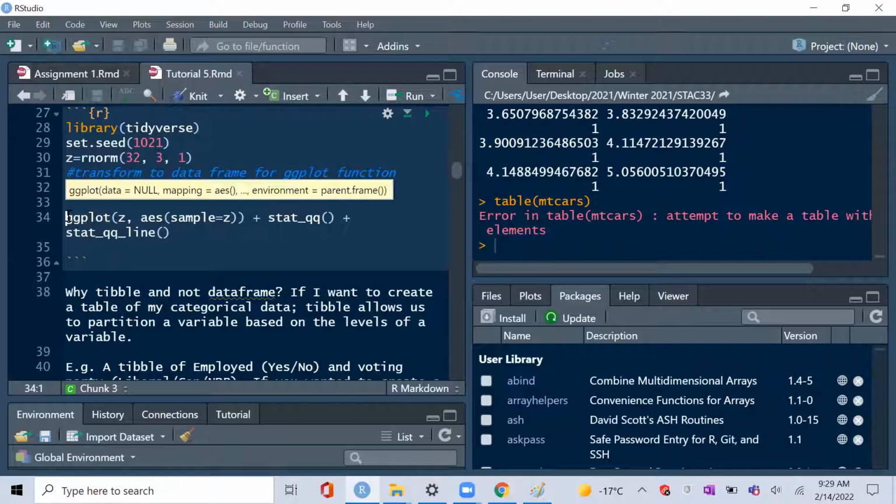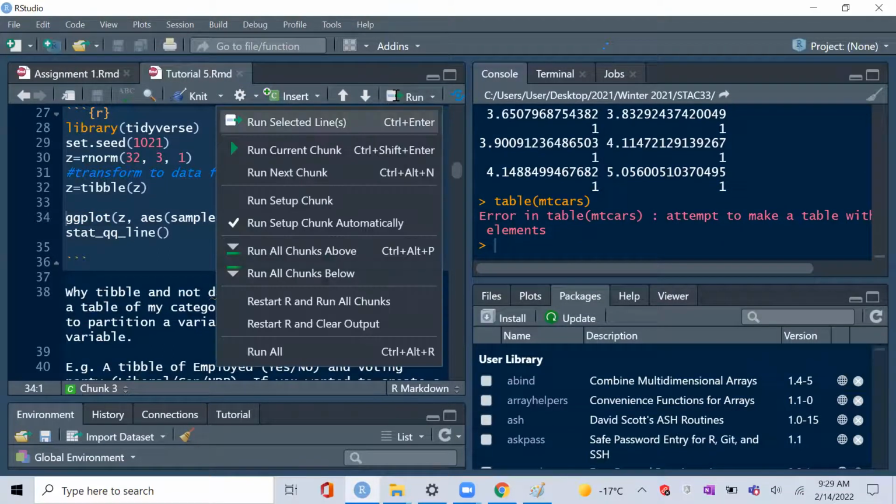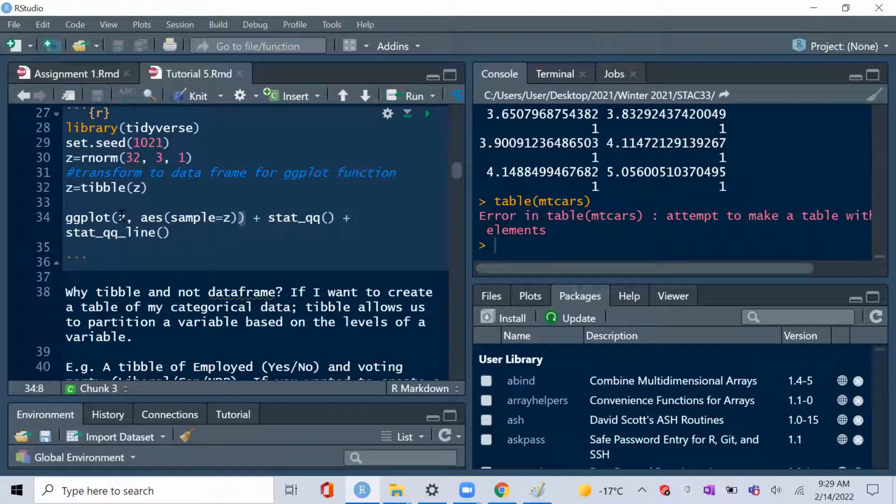But for the purpose of this course, you probably won't be using tables anyways. They probably have the same role in this course. Okay, so now you can see the distinction between what you've done before and the qqplot.